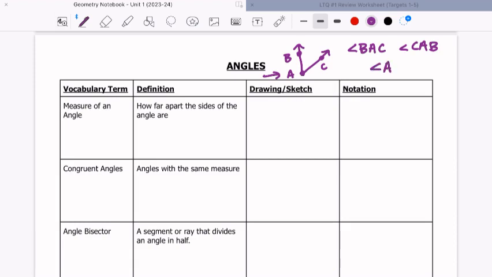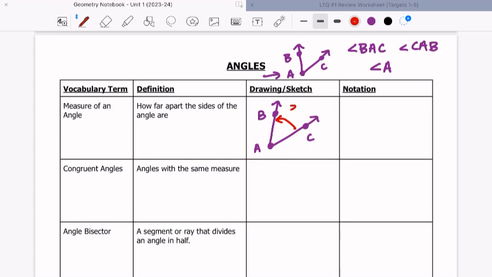So when we're talking about the measure of an angle, we're talking about how far apart the sides of the angle are. So I'm going to draw myself a picture. All right, so there's really 2 different types of angle measures we can have. We can measure on the inside of the angle. We can also measure the outer portion as well. In this class, we're mainly going to worry about the interior angle measure portion.